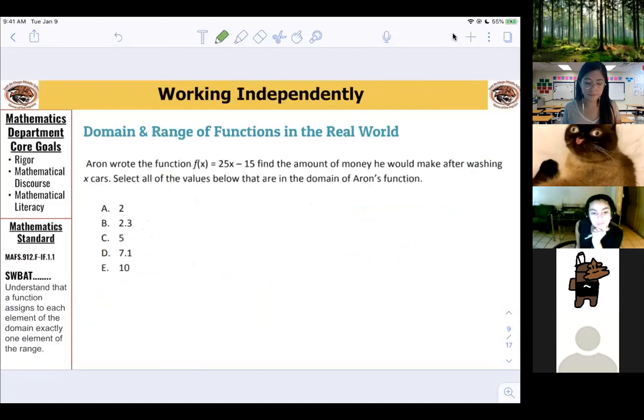Aaron wrote the function f(x) equals 20x minus 15. Find the amount of money he will make after washing x cars. Select all the values below that are in the domain of Aaron's function.